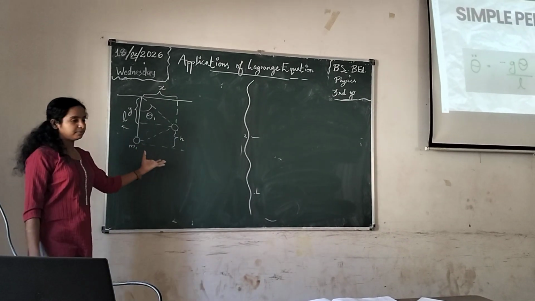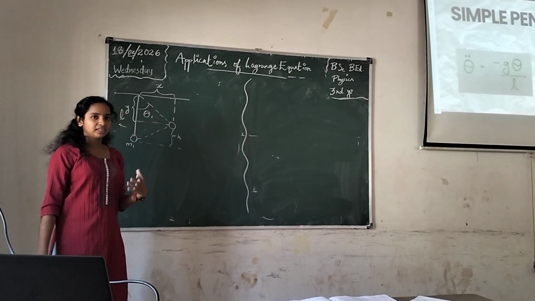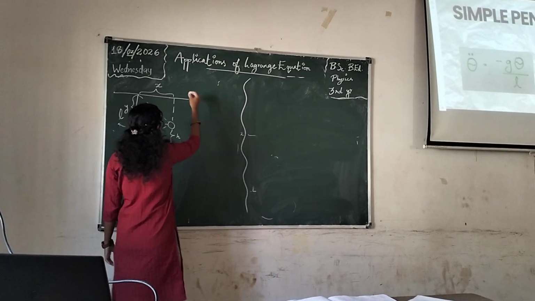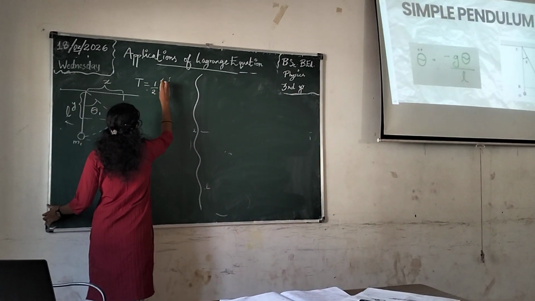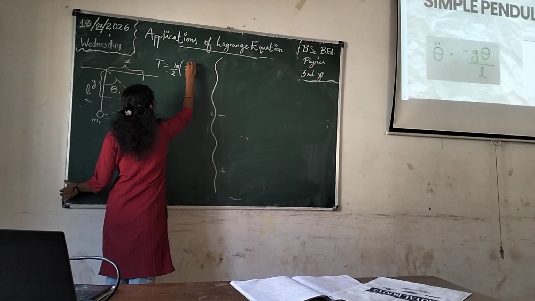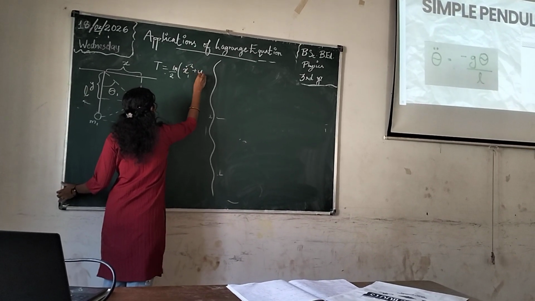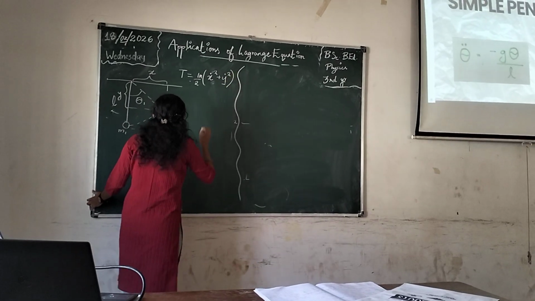So what we first want to find is kinetic energy. So T is equal to half m into (x1 dot square plus y dot square). Can someone tell me what x is here?